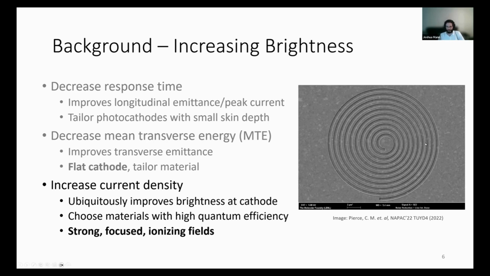This is not what I'm doing on the right here, but this is a spiral plasmonic cathode. You illuminate with a laser, and it plasmonically enhances fields at the very center of the cathode, which enhances and localizes your ionizing fields.